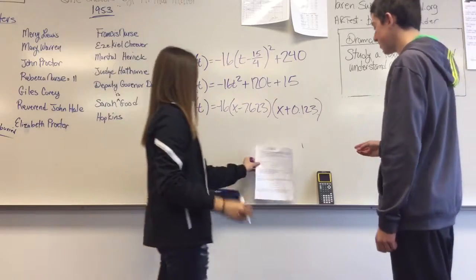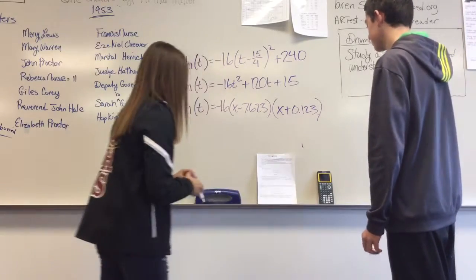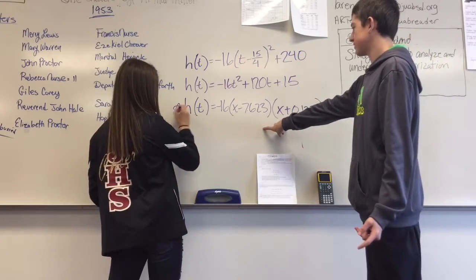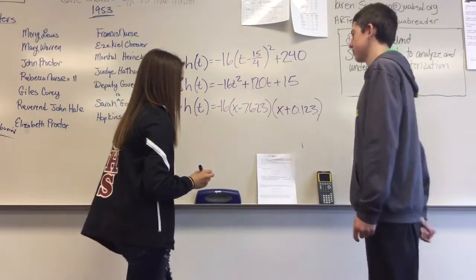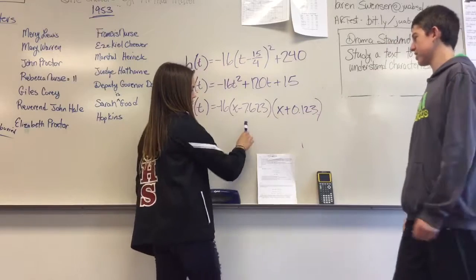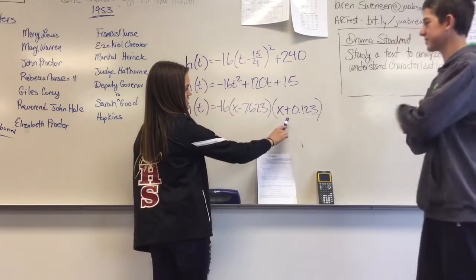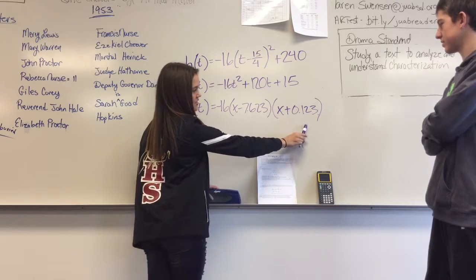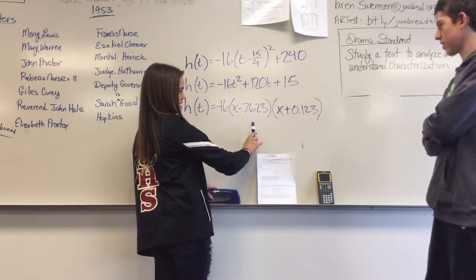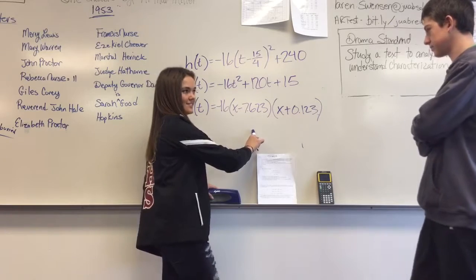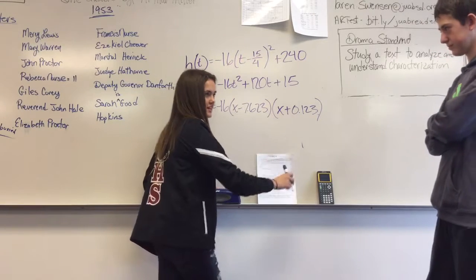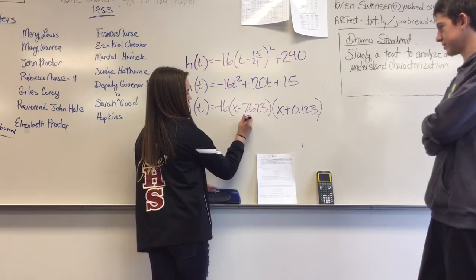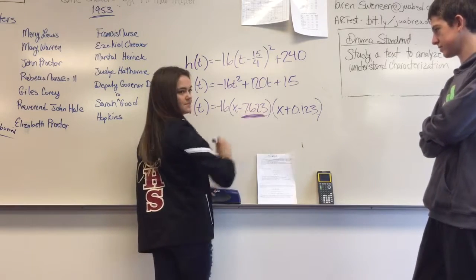Okay, so if you wanted to find how long the rocket was in the air, like we just discussed, you would use your x-intercepts, your factor form, because they give you the x-intercepts already. And this one will cross the x-axis at negative 0.123, and this one will cross at positive 7.623. And since time doesn't go into the negatives, we just don't look at that one. And so the rocket was in the air for 7.623 seconds.